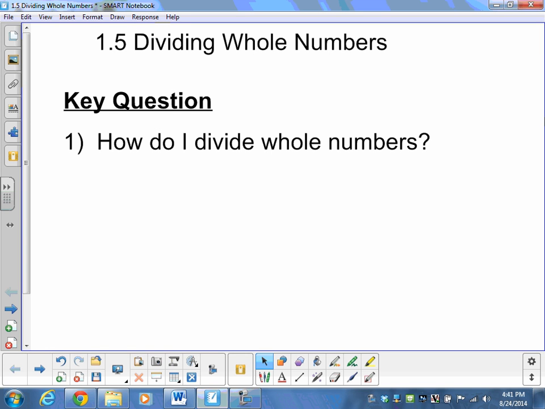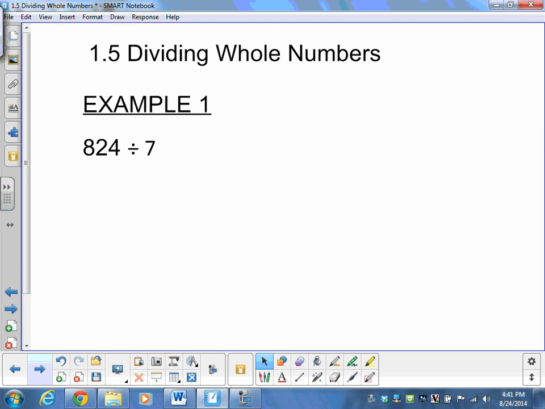In this lesson, we will be talking about dividing whole numbers. The question we should be able to answer at the end of the lesson is, how do I divide whole numbers? We're going to start by looking at an example that uses smaller numbers so that we can review the process of long division.